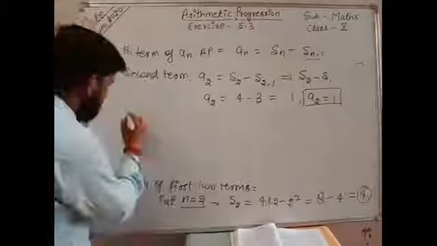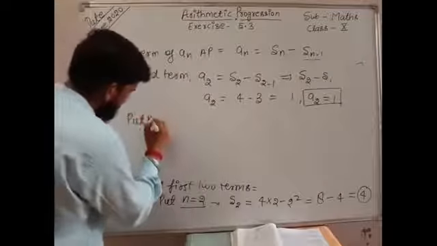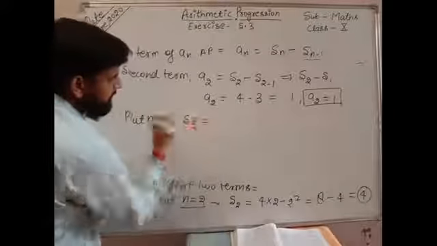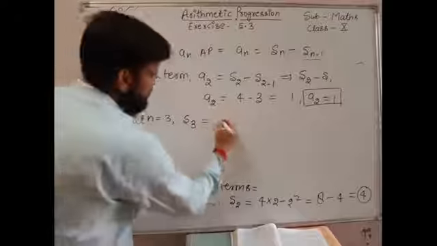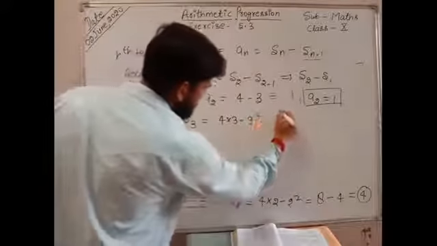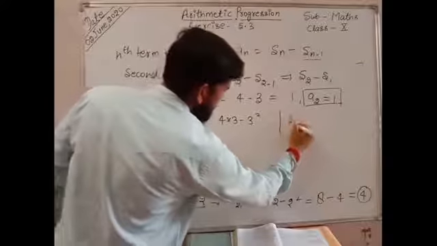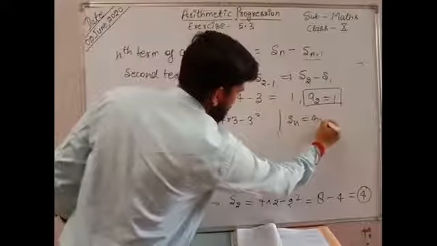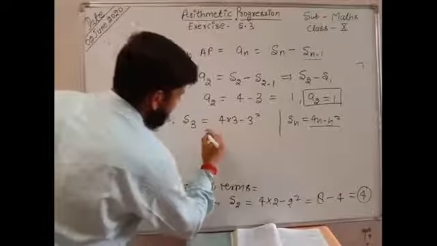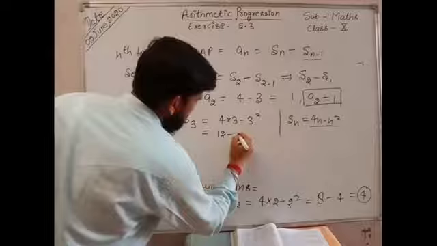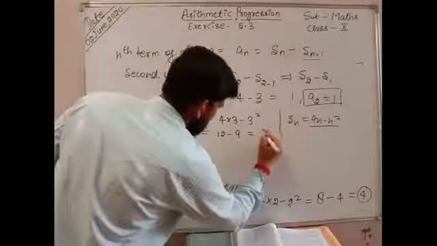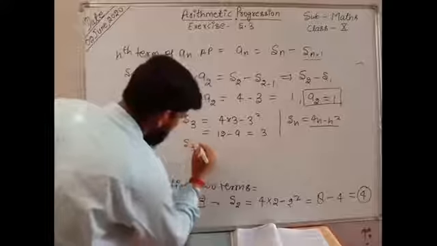Okay, so now put n equal to 3 and we will calculate S3. So this is equal to 4 multiplied by 3 minus square of 3. Why? Because Sn is equal to 4n minus n square, so I have put 3 in place of n. So 4 times 3 is 12 and 3 times 3 is 9. So S3 is equal to 3.